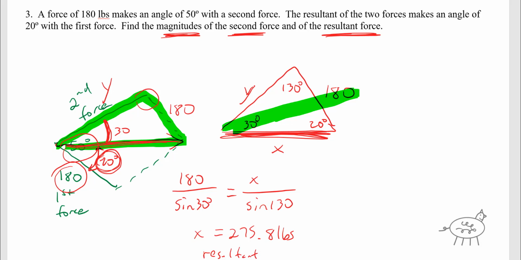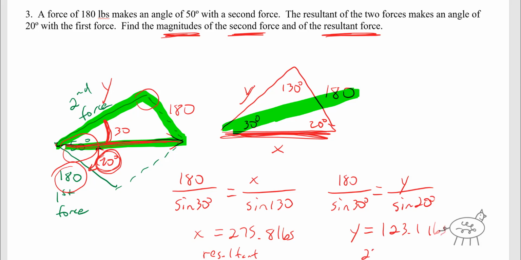Okay, and then the other one, I'm still going to use that 180 over sine of 30. But then I'm looking for Y, and Y is across from the 20, so it's going to be Y over sine of 20. Cross multiply, and we get Y is equal to 123.1 pounds. Okay, and that again is our second force. Okay, so that's it.